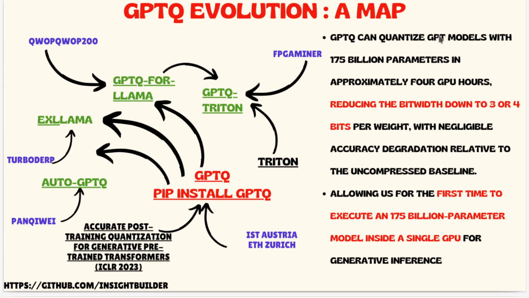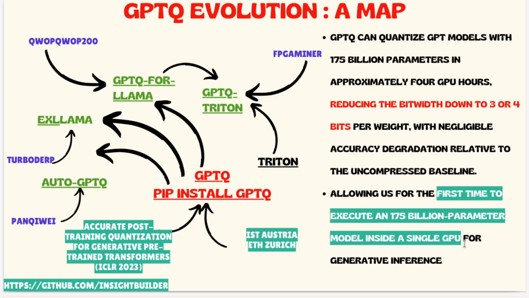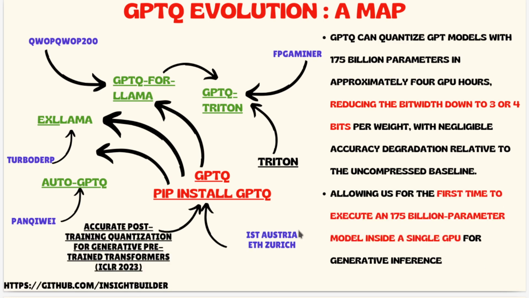So GPTQ can quantize GPT models with 175 billion parameters, reducing the bit width to 3 or 4 bits, and you can execute a 175 billion parameter model inside a single GPU for generative inference. This is one of the important breakthroughs that I want you guys to understand. So if someone asks you what is the significance of GPTQ, this is the significance: using GPTQ, you can compress a big model to such an extent that it can fit inside a single GPU. And this single GPU can be a 40 GB GPU or an 80 GB A100 GPU, but still it is a single GPU. That is one of the important aspects that you have to remember.